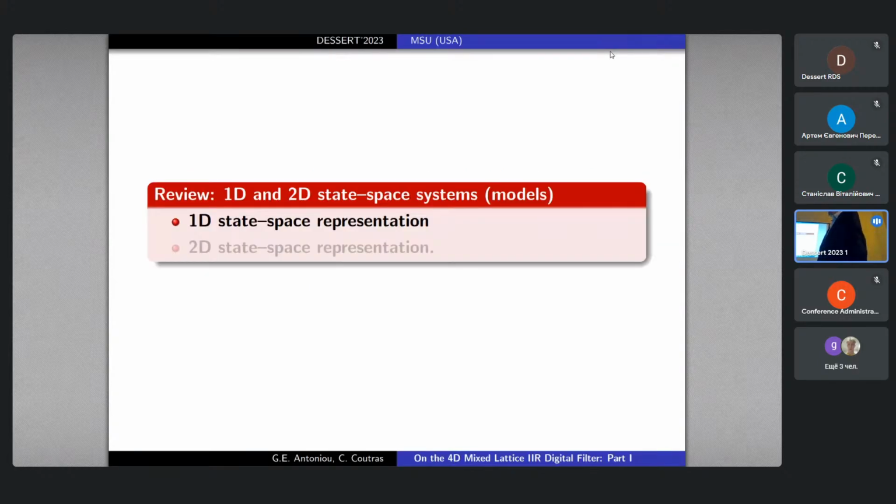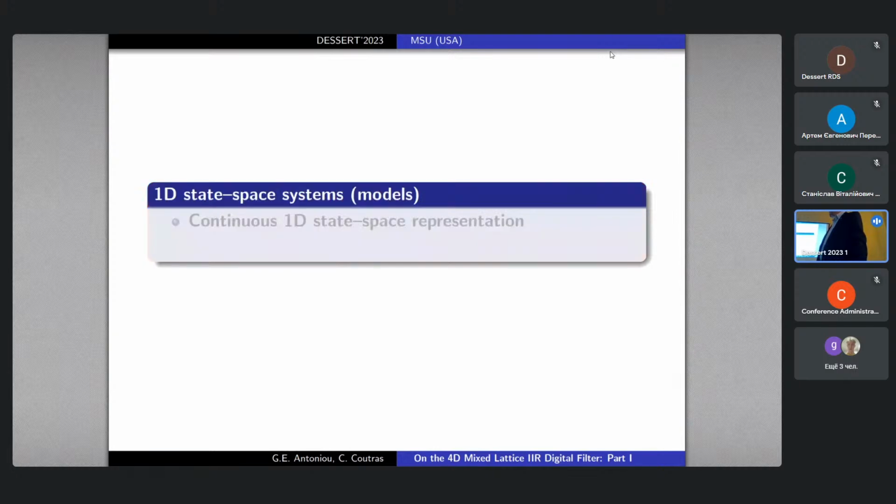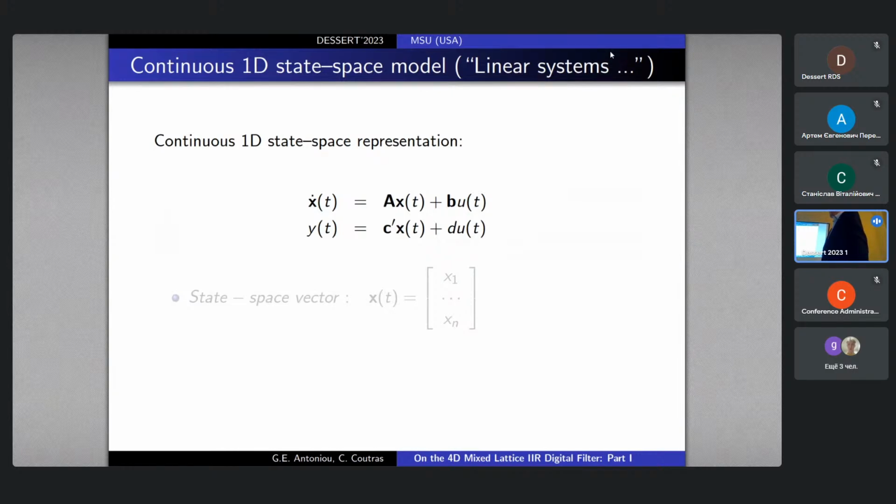Review. 1D state space systems. What is this? This comes from control systems. Okay, we have 1D state space, conventional, analog. We have 1D state space, digital. Okay, the continuous 1D model is this, where u is the input, y is the output, and this is the state. This is what we learn in linear systems.